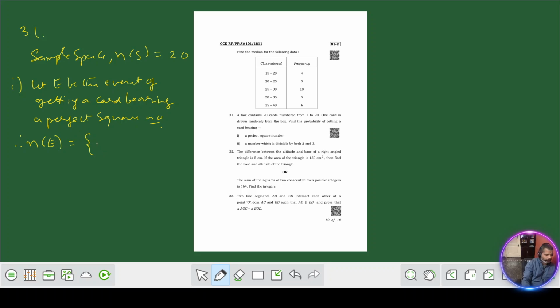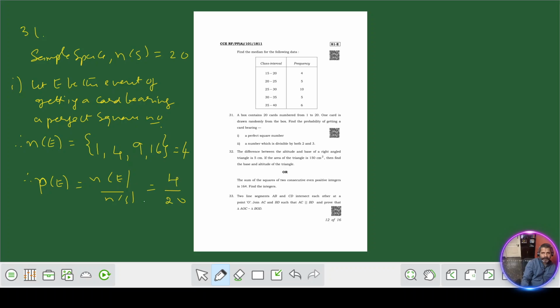How many perfect square numbers are there? 1, 4, 3 3 is a 9, 4 4 is a 16. So how much does it come? Total 4. Therefore, the probability of getting a card bearing a perfect square number is P of E, because E we declared as the event of getting a card bearing a perfect square number. So n of E by n of S. n of E is 4, n of S is 20. 4 by 20.